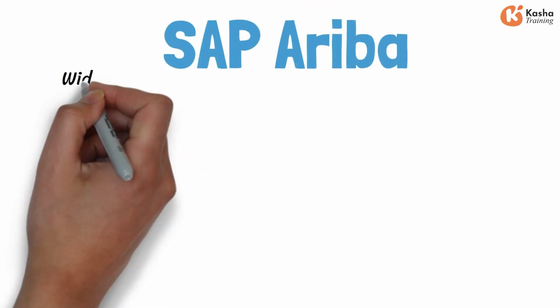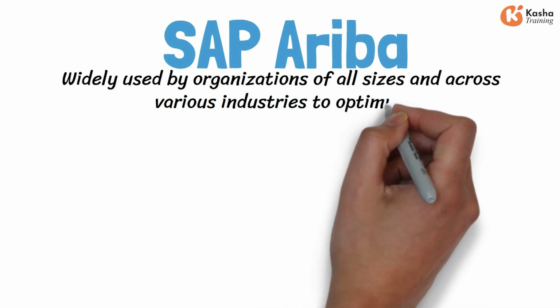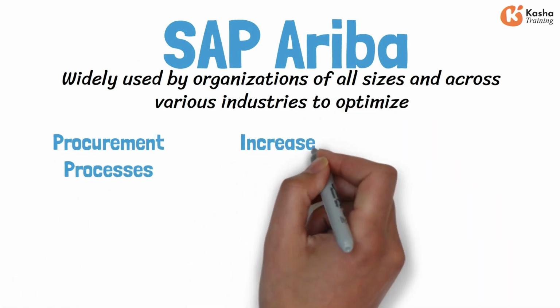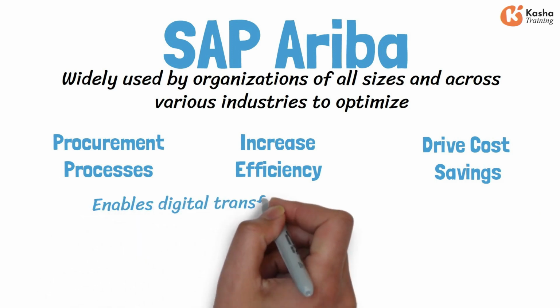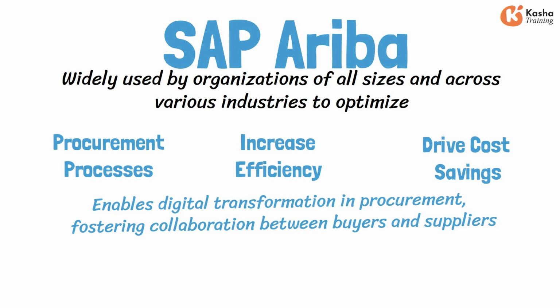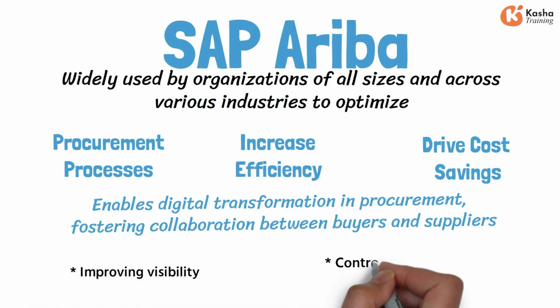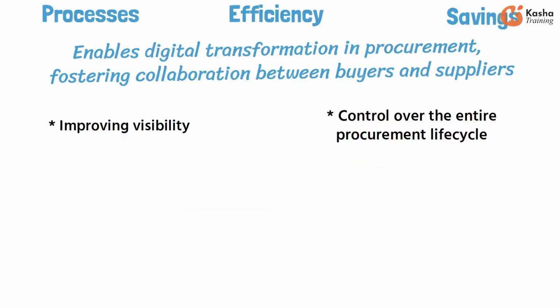SAP Ariba is widely used by organizations of all sizes and across various industries to optimize their procurement processes, increase efficiency, and drive cost savings. It enables digital transformation in procurement, fostering collaboration between buyers and suppliers and improving visibility and control over the entire procurement lifecycle. Here are some additional details about SAP Ariba.